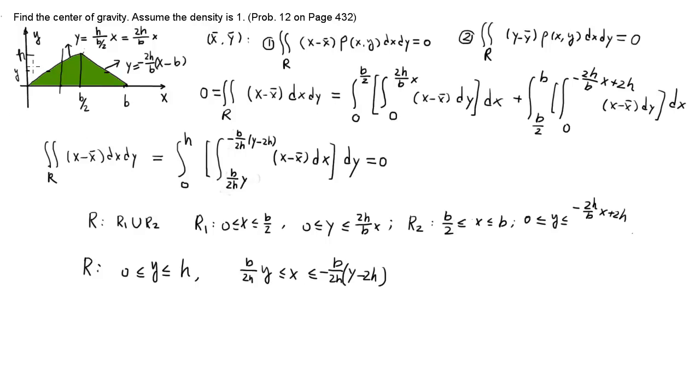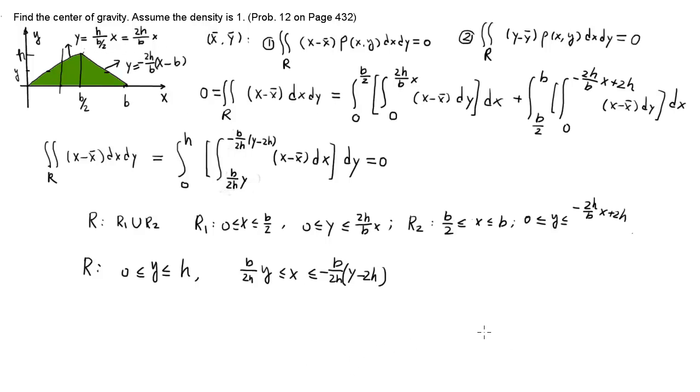You can say, well, look at y. Y is between 0 and h, right? Y is between 0 and h. Now, for each fixed y, your x is between this point and this point. Now, we have to solve these two equations in terms of y. So from here, because y is equal to 2h over b times x, x is going to be equal to b over 2h times y. That's the one over here.